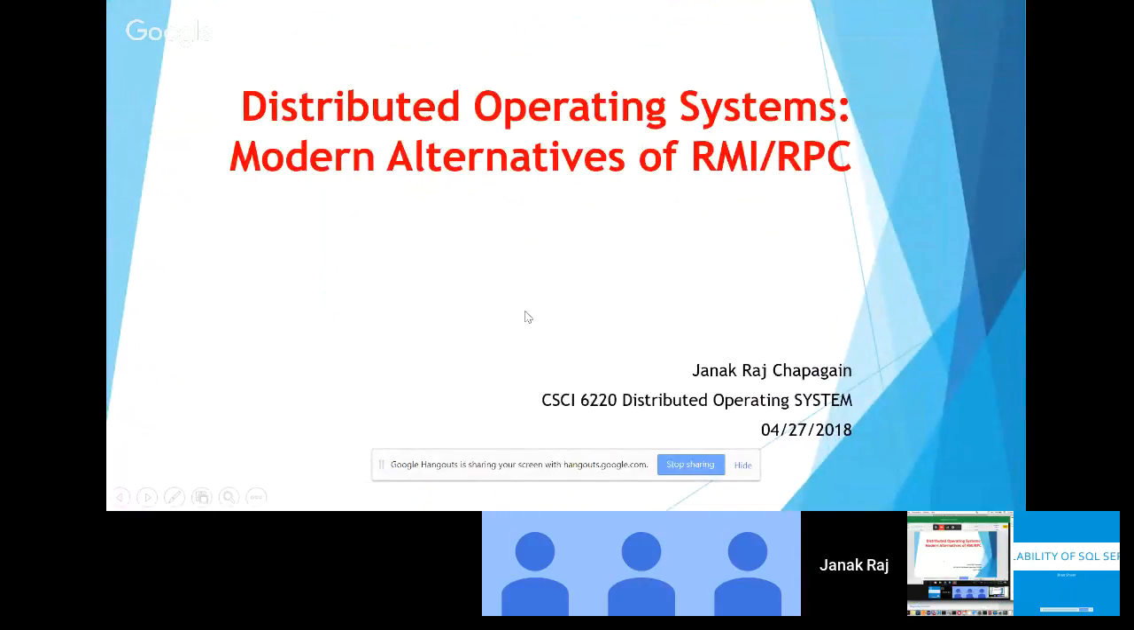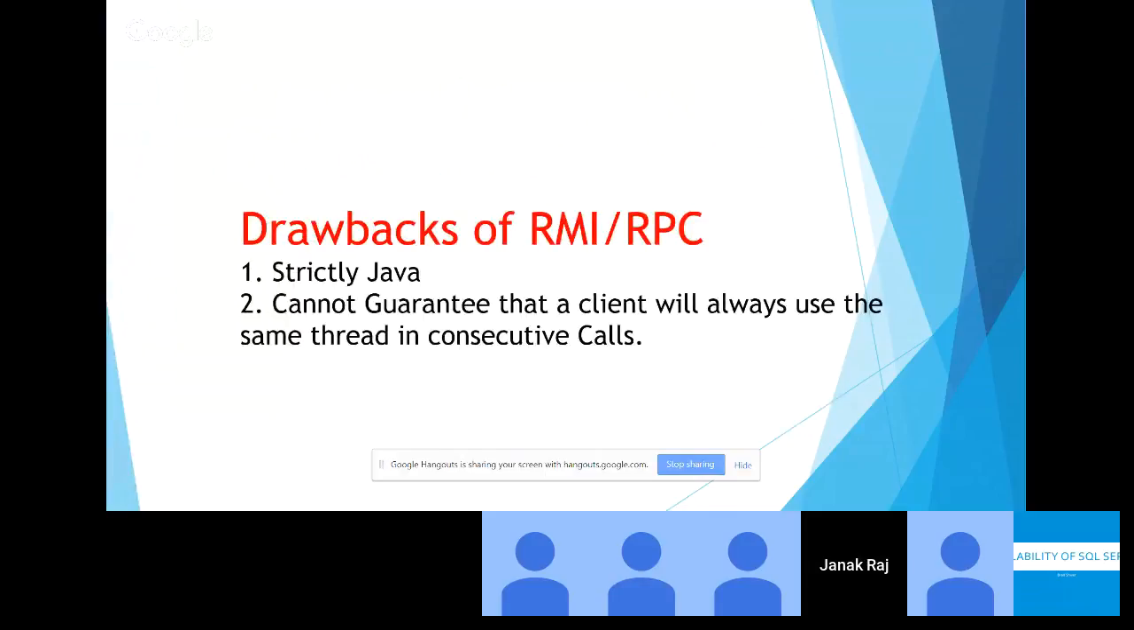Hello everyone. I'm Janak, and my topic today is distributed operating systems, a modern alternative to RMI and RPC. Some people say RMI is just related to Java, and it is a lot to code. It is too much, it is tedious. But it is a good way to start, a good way for the learning phase. And that's what I included.